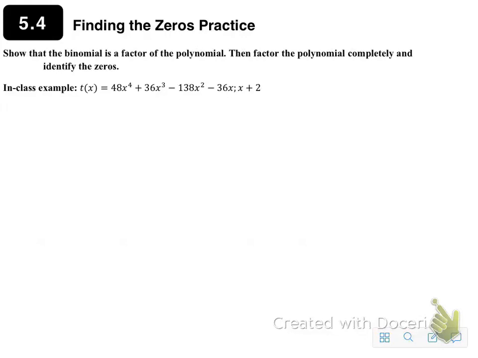Hello, I'm recording this video for 5.4 Finding the Zeros practice for those of you who weren't in class the day that we went over it. Now, for 5.4 Finding the Zeros, we have to show that the binomial is a factor of the polynomial.